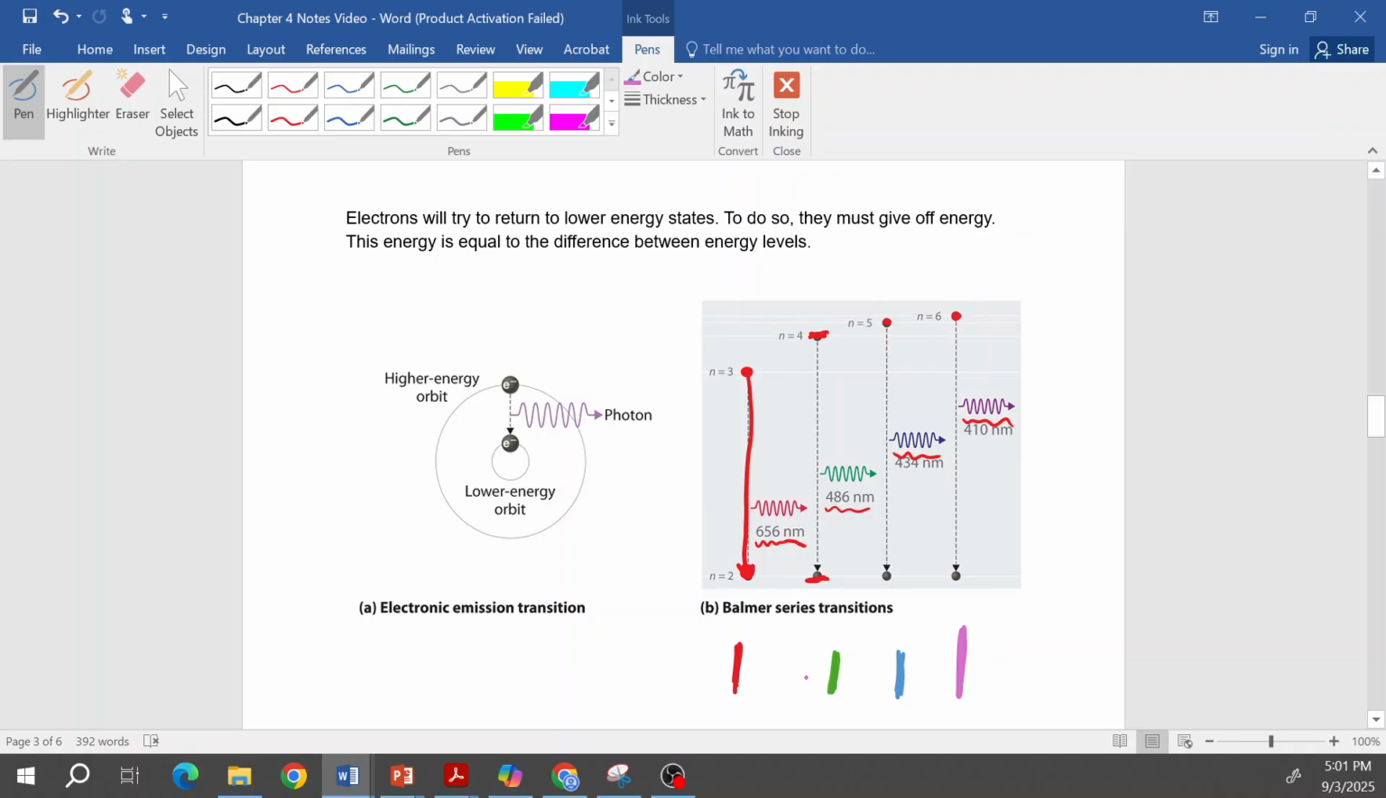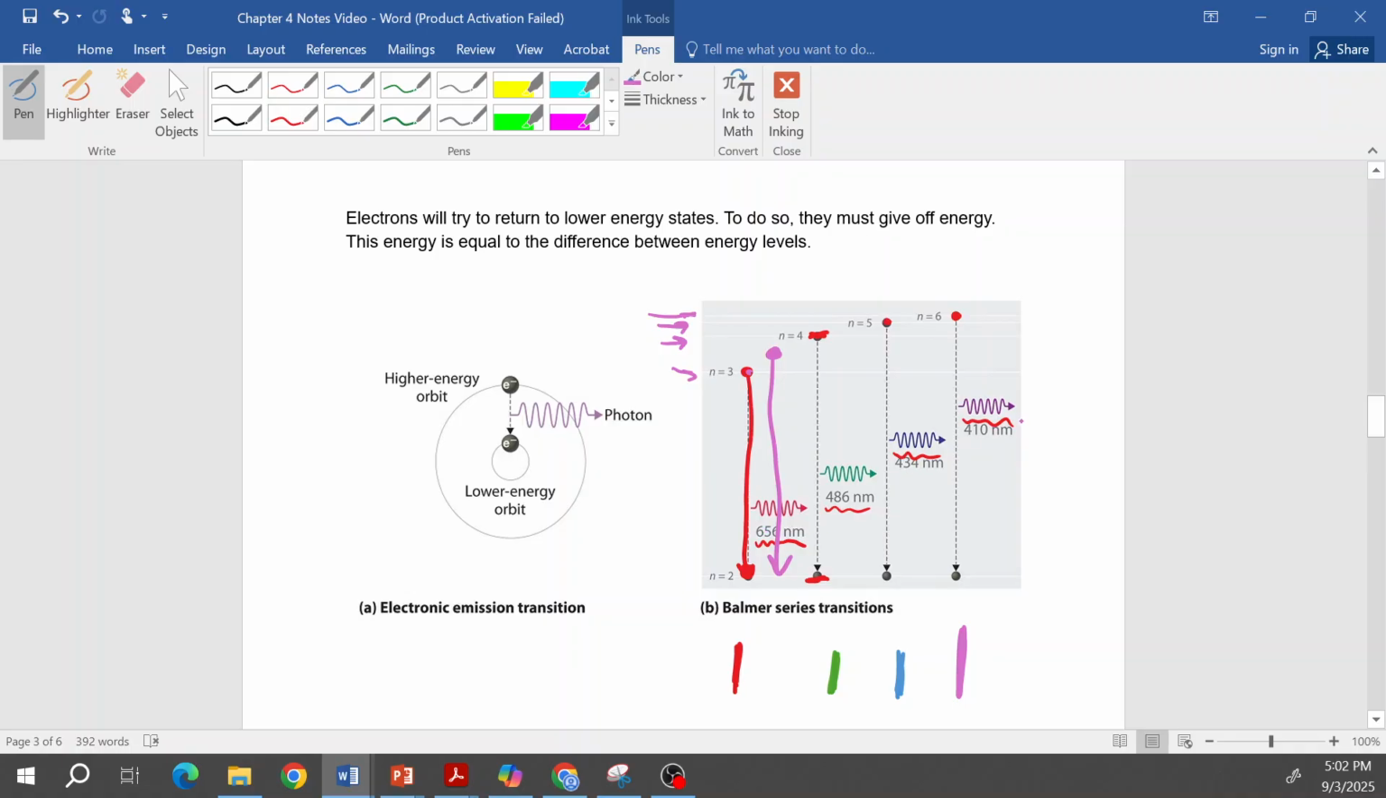You never see any color between red and green because the electron is only allowed to jump from third to second, fourth to second, fifth to second, and sixth to second. The electron is not allowed to jump like 3.5 to second. That doesn't work. It can't jump between energy levels. The electron can't exist between energy levels. It has to be 3, 4, 5, and 6. It can't be anywhere in between. Because it can only take those very specific amounts of energy, it can only give off very specific colors.